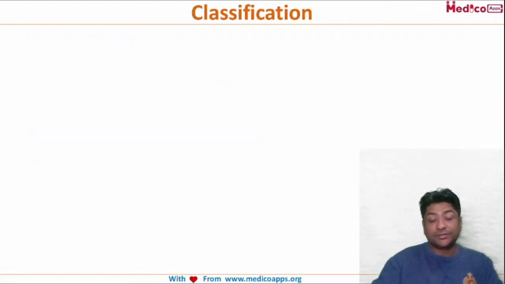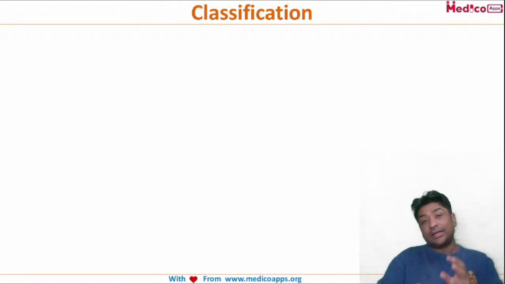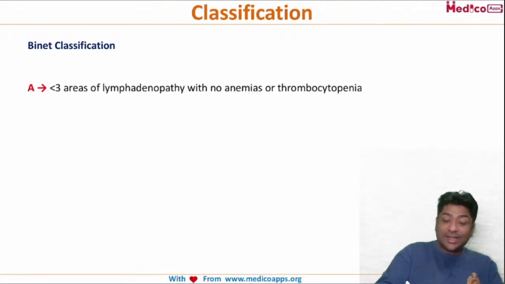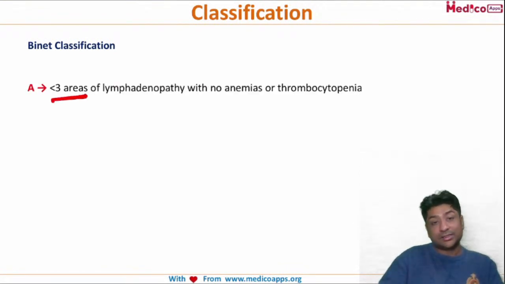Let's look at the next classification. This is called as Binet classification. Now, Binet classification is again, it's basically talking about lymphadenopathy. Okay, so if it is less than 3 areas of lymphadenopathy, it is called as class A.